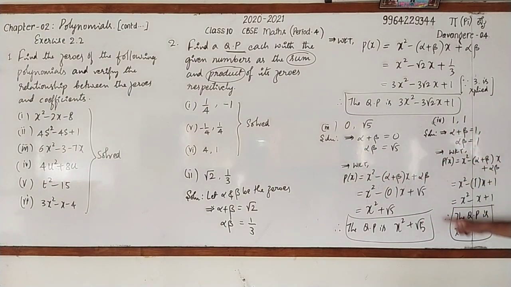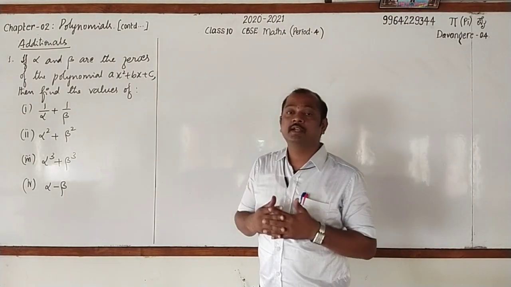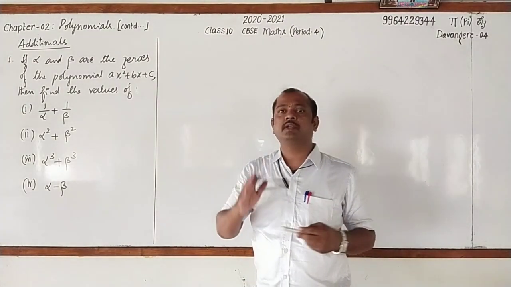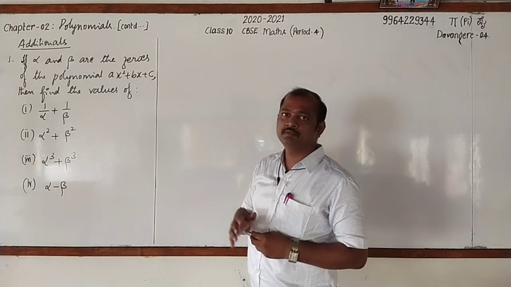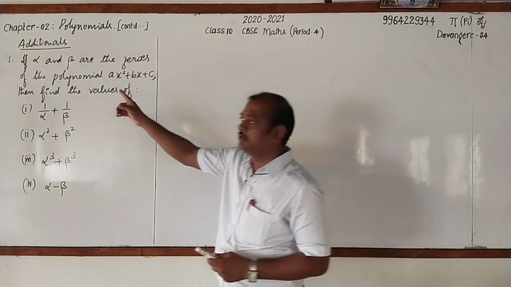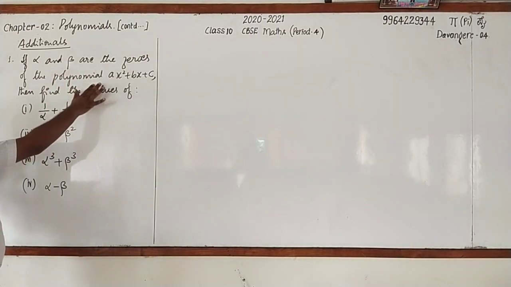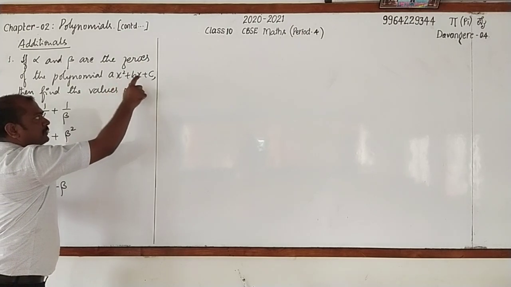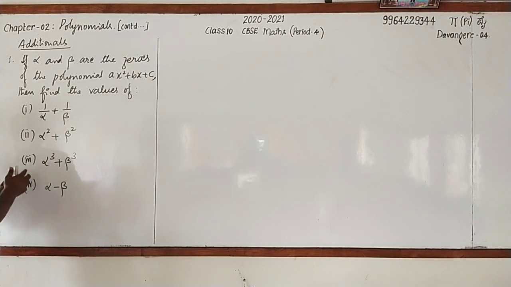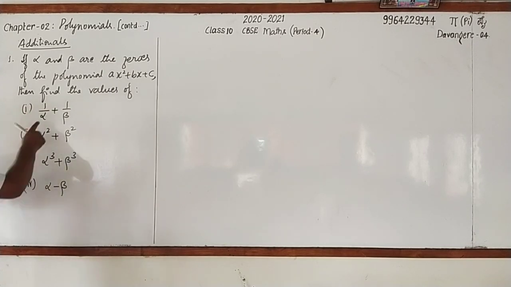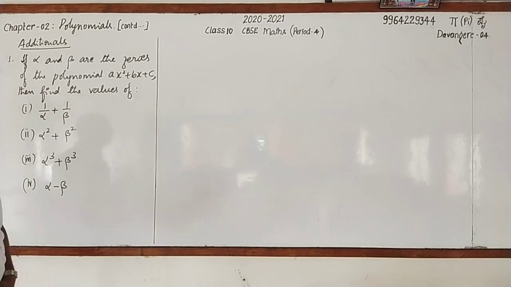Take one more. Copy this. Dear students, let's move on to some of the important additional problems. In that I have taken the first one. Just go through this. If alpha and beta are the zeros of the polynomial ax square plus bx plus c, then find the values of 1 by alpha plus 1 by beta and the rest of these values.